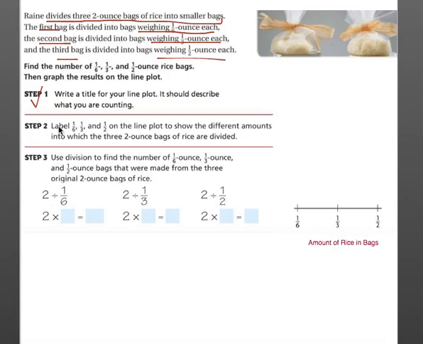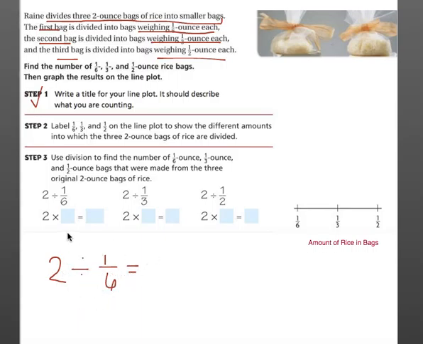The last step that we need to do is we need to take each of these bags and divide it so we can find out how many bags each one would be divided into. So we know that they are 2-ounce bags, so 2 is going to be what's divided each time. For this first bag, it was divided into 1/6 ounce bags. So if I take 2 and divide it into 1/6 ounce bags, I want to know how many bags I am going to get.